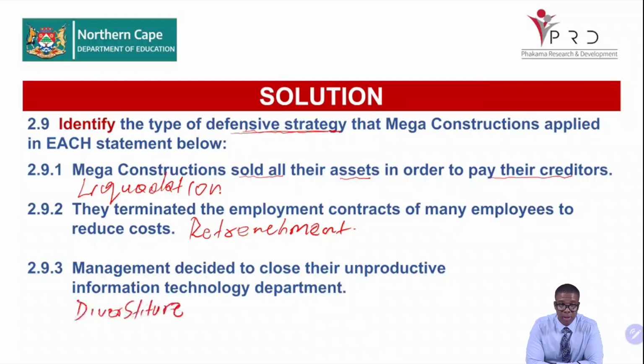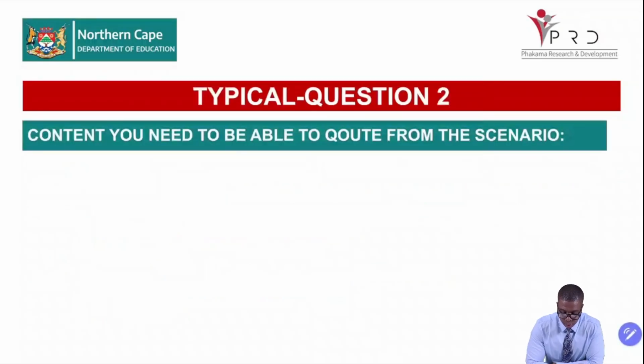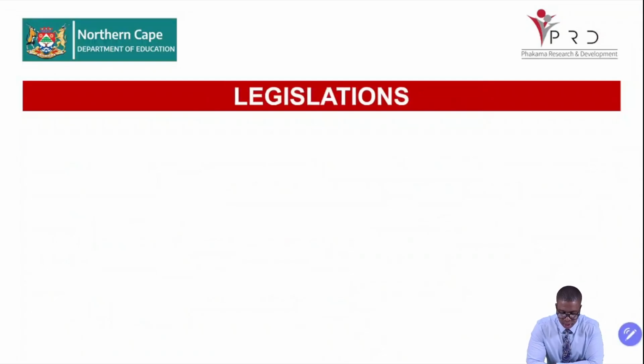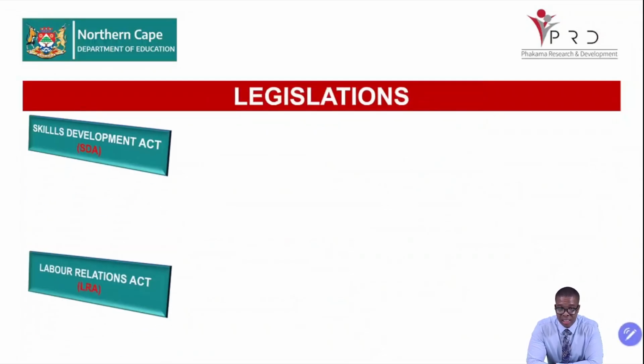This is the type of defensive strategy we would call divestiture. Now, we move. This is now a different action verb that we will be looking into. We will now look into content that you need to be able to quote from the scenario. Let's start by looking into the legislations again.